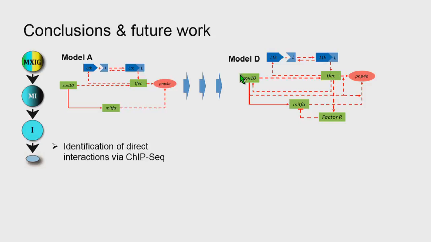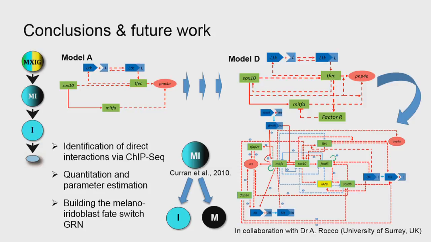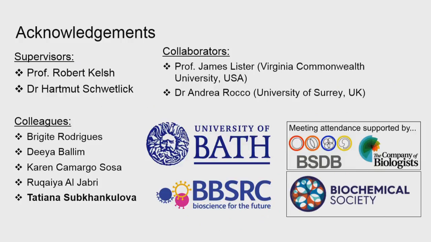Future directions for this work include identification of direct versus indirect interactions using chromatin immunoprecipitation and sequencing. We also want to quantitate gene expression and be able to better predict gene expression dynamics. And finally, we will integrate Model D with a melanocyte-established gene regulatory network to build the melano-iridoblast fate switch network and better understand how the neural crest becomes specified. I would like to acknowledge the help of both my supervisors and colleagues, especially Tatiana Sabhankulova for the overexpression studies, our collaborators, and the organizations that helped me be here today. And thank you very much.